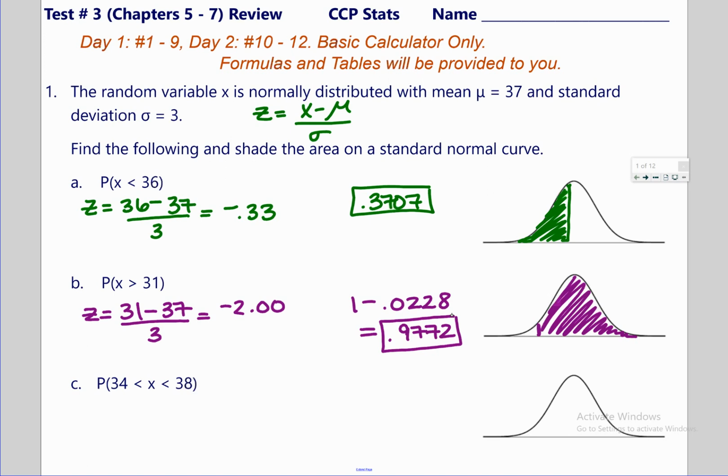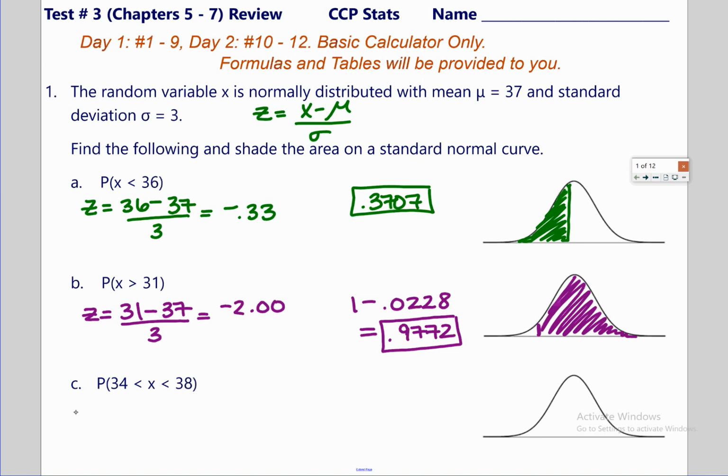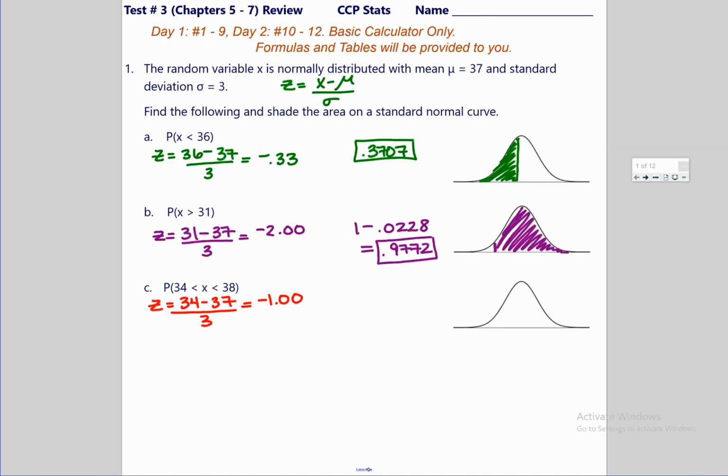Okay. Last one, we have a probability between 2 x values. We need to transform both x values into z-scores. 34 minus 37 over 3 gives me negative 3 over 3. Again, this one's nice and pretty: negative 1.00. And then the same thing with 38. 38 minus 37 over 3 gives me a positive 1/3, or positive 0.33.